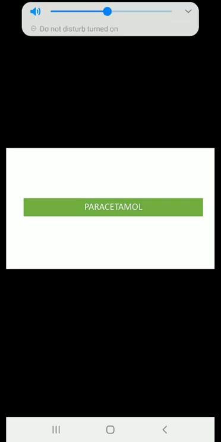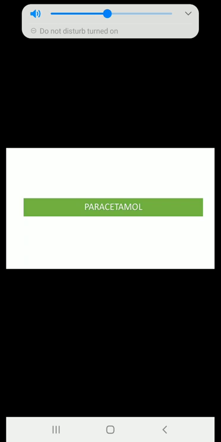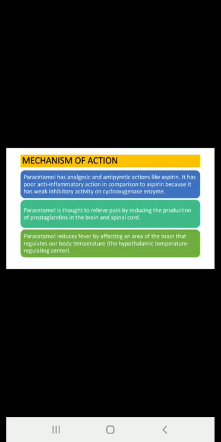Paracetamol is also known as acetaminophen. It is a medication used to treat pain and fever. Its category is analgesic and antipyretic. It is typically used for mild to moderate pain relief. It is also used in various forms of painkillers and anti-sickness medications. It is also an ingredient in a wide range of cold and flu remedies. How it works, we are going to see.